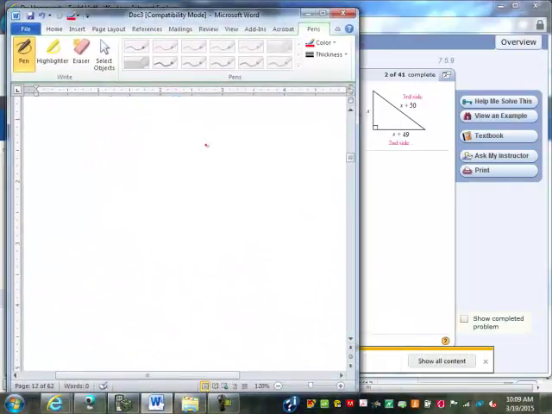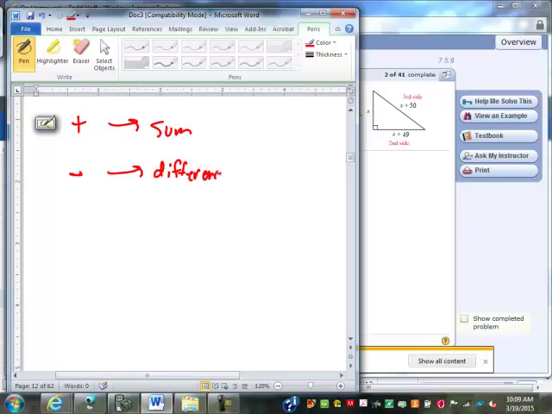Well, remember, we talked about this yesterday. There are 3 types of problems. They either add up to a sum, they subtract to give us a difference, or they're equal to each other. In this case, we're talking about perimeter, which means they add up to something.